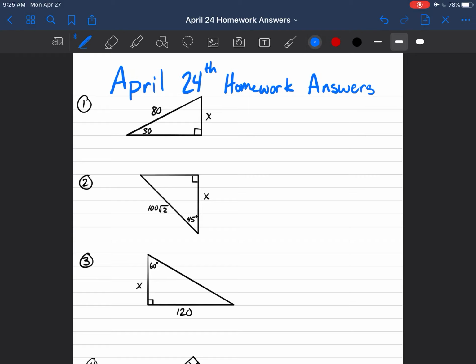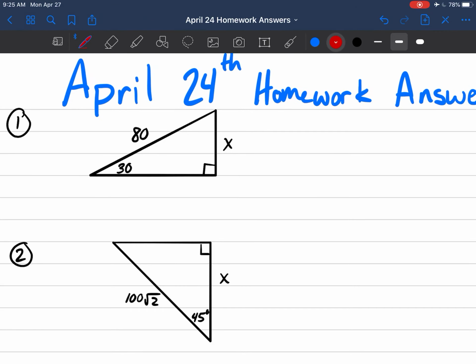All right, so the first problem, you had this right triangle here. There's a 30-degree angle, so it's a 30, 60, 90 triangle, and we're trying to find the missing side length. We're trying to solve for what x is. So the first step, step one, is to figure out whether you're going to use sine, cosine, or tangent. So remember from the lesson, in order to figure that out, you need to label it.